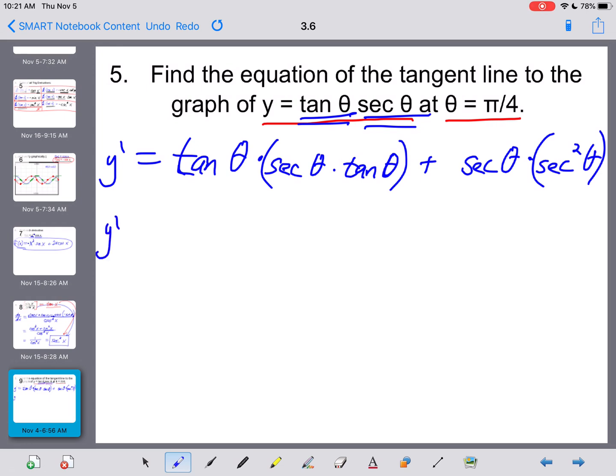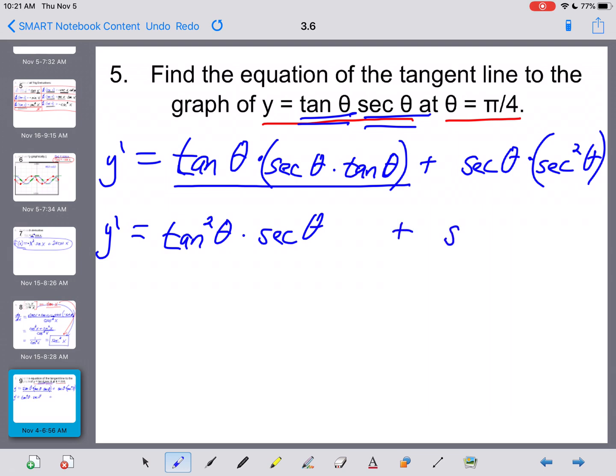This is y prime would equal, and to clean this up a little bit, this first term right here could be rewritten now, you guys, as tangent squared of theta times the secant of theta, plus secant times secant squared, because it's all the same angle, would just be secant cubed of theta.